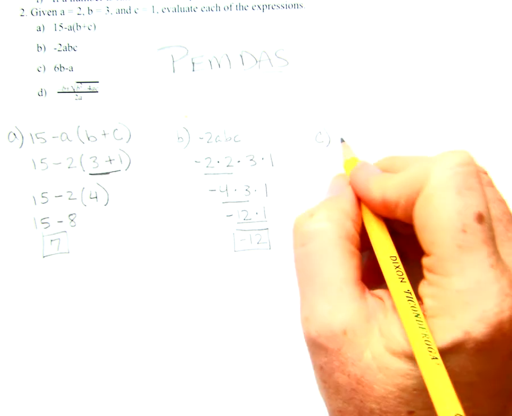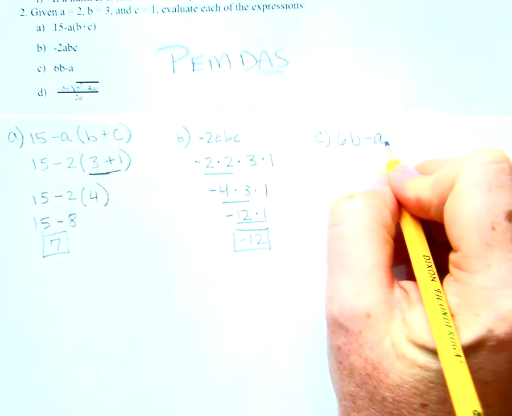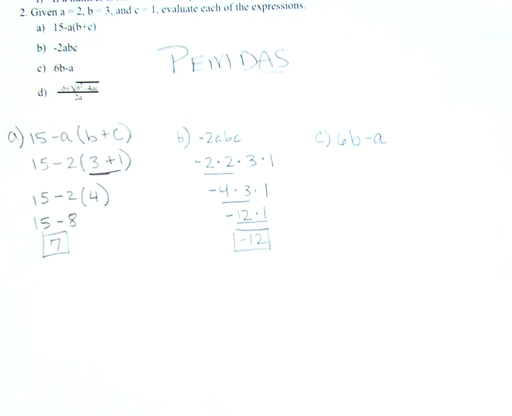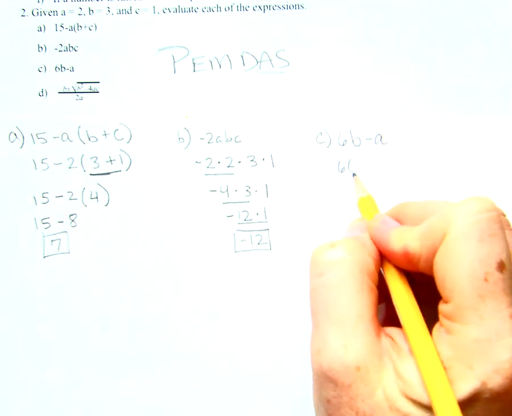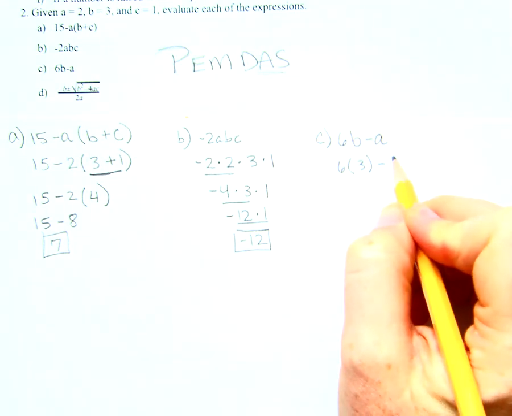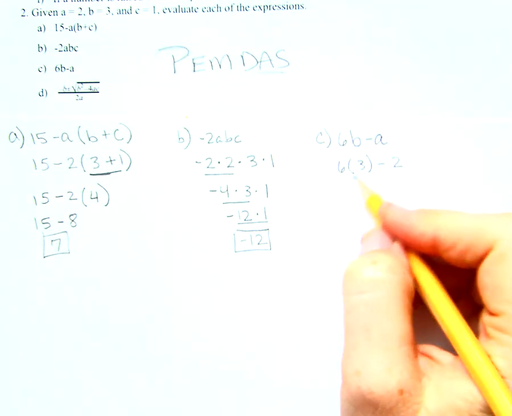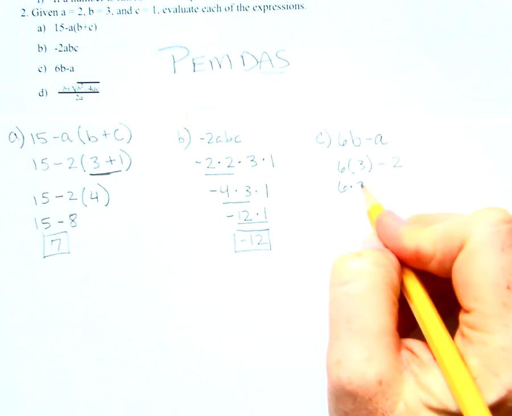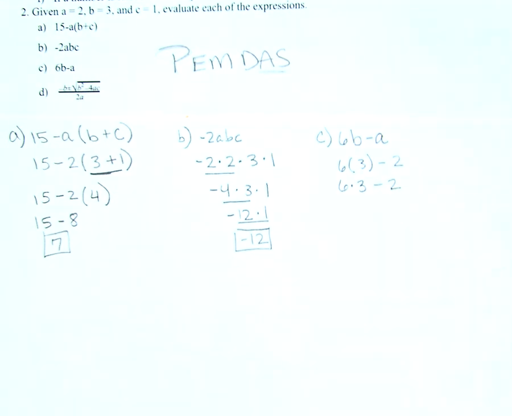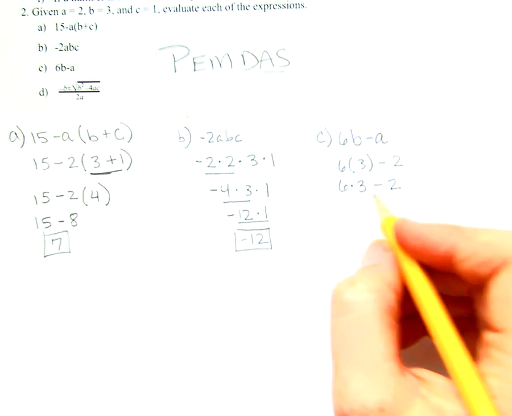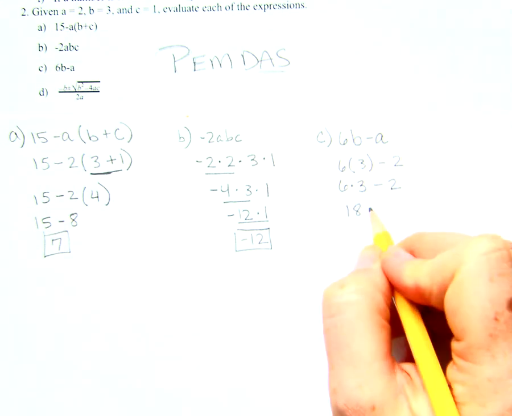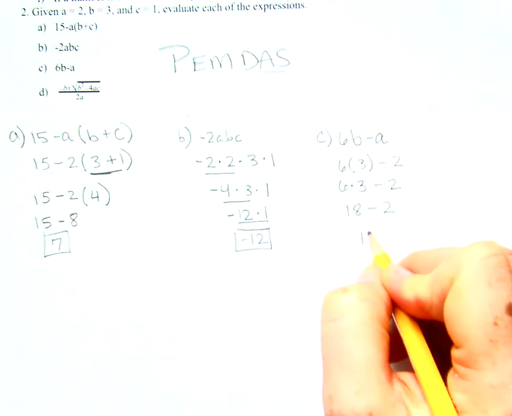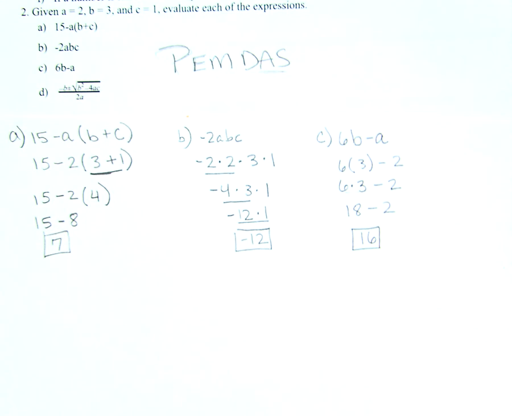For C, if you have not hit pause yet and tried one of these on your own, I recommend doing that now. When I plug my variables in, I have 6 times 3 minus 2. I'm using parentheses here, because that keeps me from having potential sign issues. So 6 times 3 is 18. Remember, multiplication before subtraction. And then 18 minus 2 is 16.